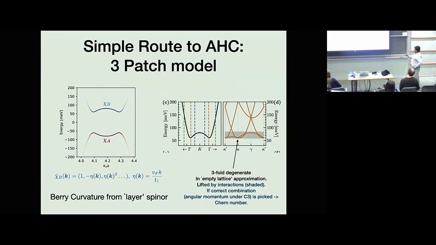The interactions will mix and split them if the state that is picked is the right angular momentum combination under this rotation. Just like we did for the symmetry indicators for C2, you'll end up getting a Chern band. And the fact that you have Chern flux inside to begin with kind of favors this in certain regimes. So we have a simple model, called a 3-patch model. We literally just look at the gamma and the K points, and we can tell when you're going to get an anomalous Hall crystal, when you're going to get the Wigner crystal, the C equal to 0 state, and when it's going to be metallic.